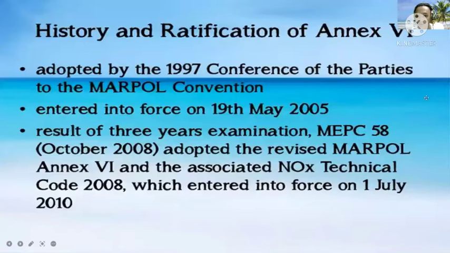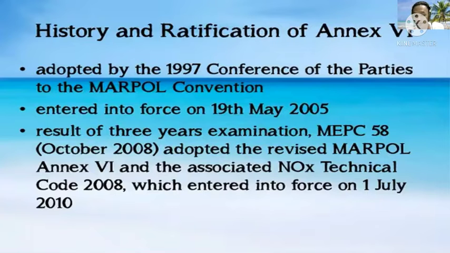So let us first know the history and ratification of Annex 6. So when did it start? How did it start? So the Annex 6 was adopted by the 1997 Conference of the Parties to the MARPOL Convention. So it entered into force on the 19th day of May 2005. As the result of a 3 years examination, the MEPC 58, which happened in October 2008, adopted the revised MARPOL Annex 6 and the associated Nitrogen Oxide Technical Code of 2008, which entered into force on July 1, 2010. So there's no need for you to be confused.